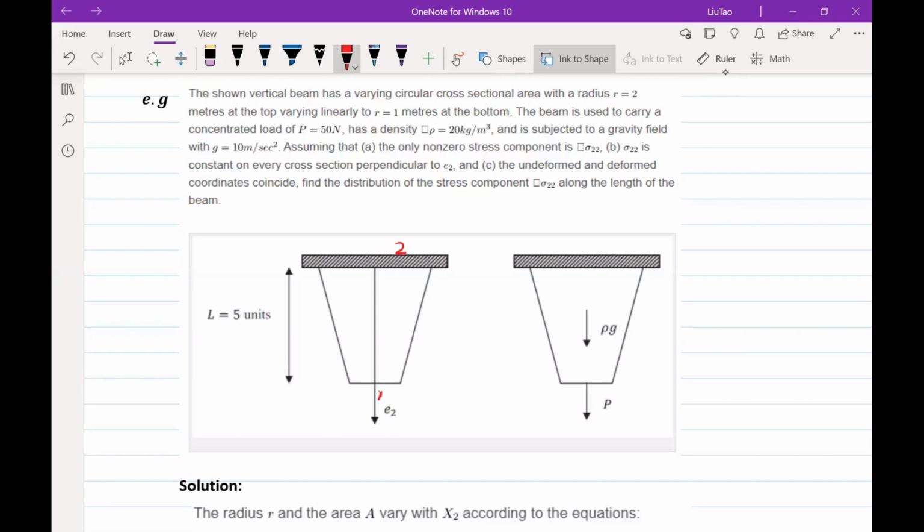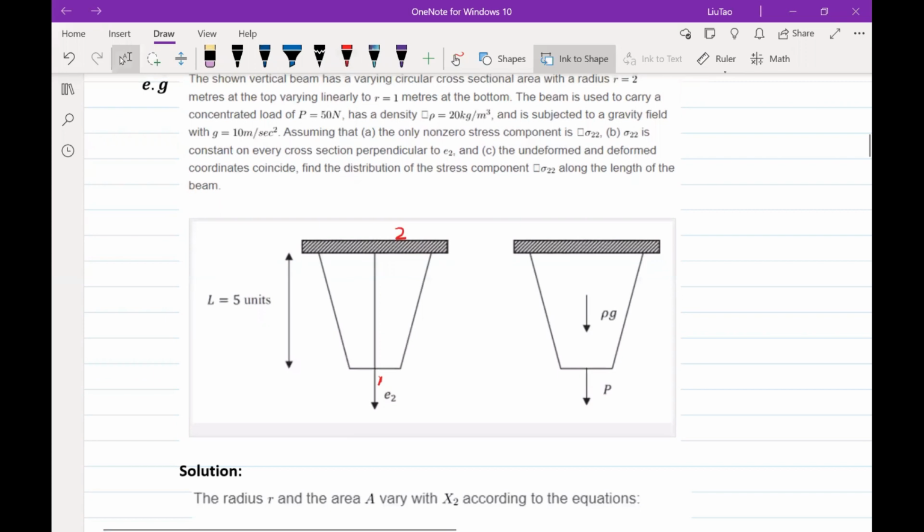Assuming that the only non-zero stress component is sigma 22, where sigma 22 is a constant for every cross section perpendicular to e2. And the undeformed and deformed coordinates coincide. Let's find the distribution of the stress component sigma 22 along the length of the beam. I'd like to point out here that the assumptions in this question are quite restrictive, and you are not likely to see these kinds of boundary conditions in real-life situations. Now, let's take a look at how to find sigma 22 for this question.